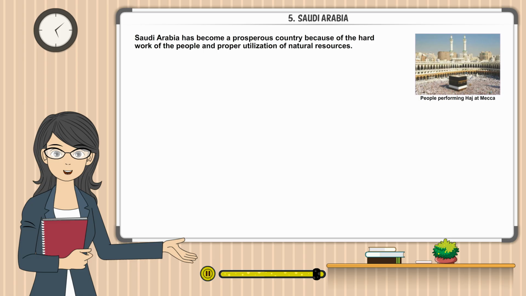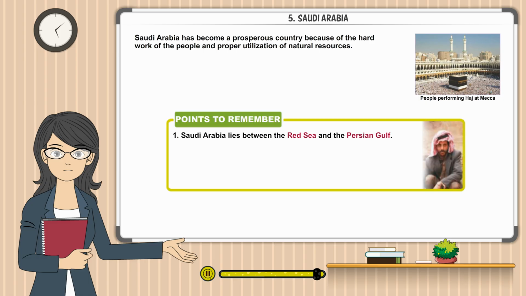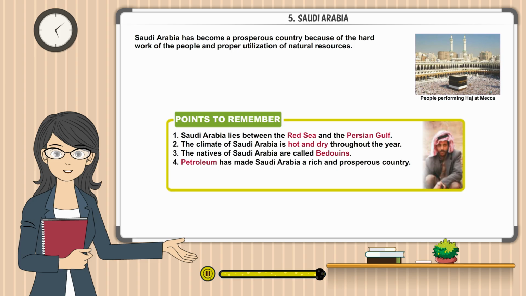Points to remember. Saudi Arabia lies between the Red Sea and the Persian Gulf. The climate of Saudi Arabia is hot and dry throughout the year. The natives of Saudi Arabia are called Bedouins. Petroleum has made Saudi Arabia a rich and prosperous country. Mecca and Medina, located in Saudi Arabia, are the holiest centers for the Muslims.